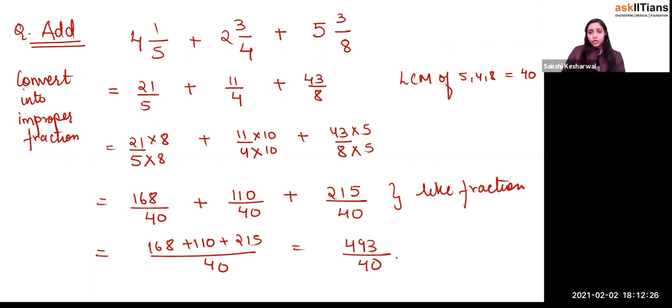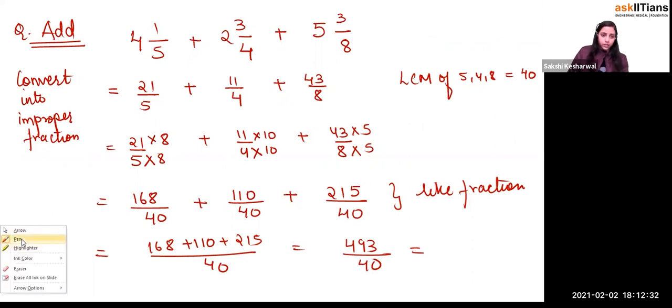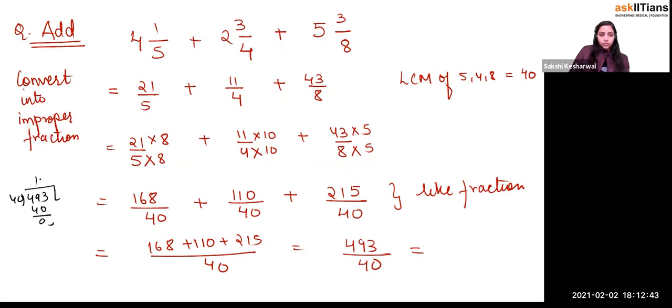So what you have to do is again convert it into a mixed fraction. Now this is a very big number, so you can do the division sideways. You can do the division on the side. So divide 493 by 40. It is 93, so this is 2, it is 80, and this is 13, right? So you can write this answer as 12 whole 13 by 40.